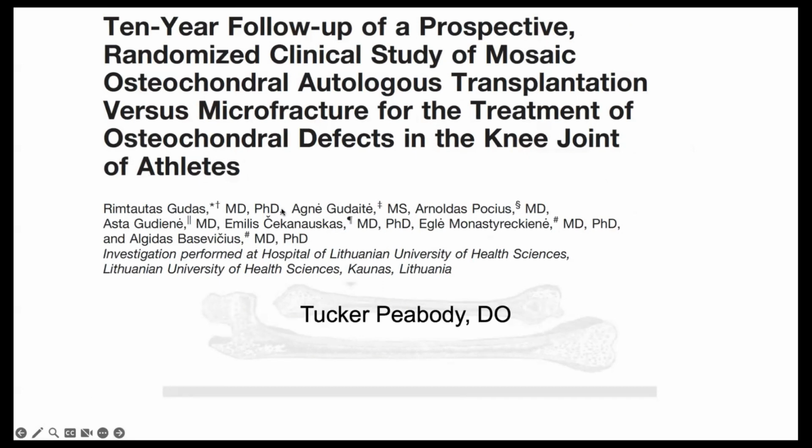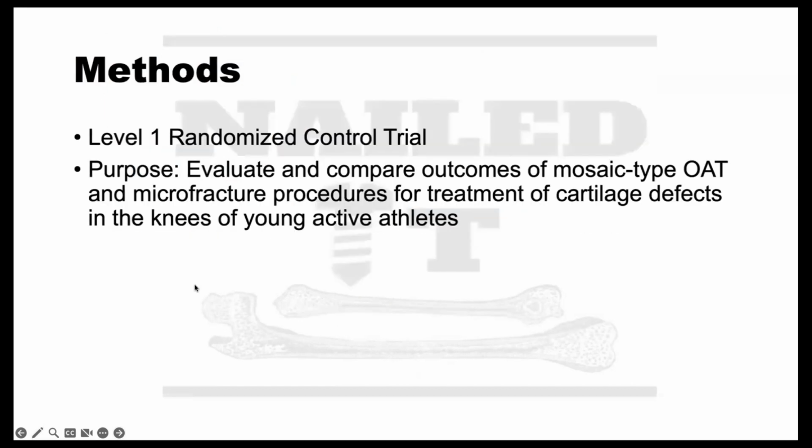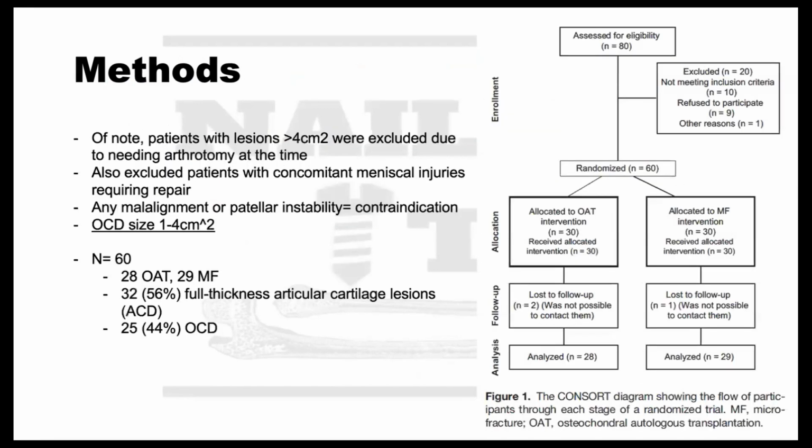Up next is the study, a randomized clinical study of mosaic osteochondral autologous transplantation versus microfracture for the treatment of osteochondral defects in the athlete. This was an international study out of Lithuania. This was a level 1 randomized controlled trial that looked at the outcomes of the mosaic type osteochondral autograft transfer and microfracture procedures for treatment of cartilage defects in the knees of these young active athletes.